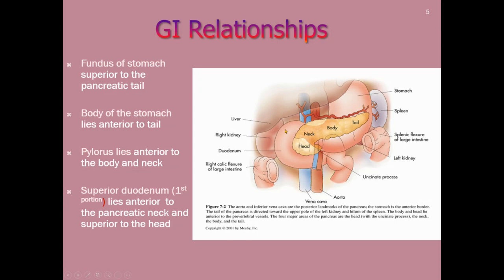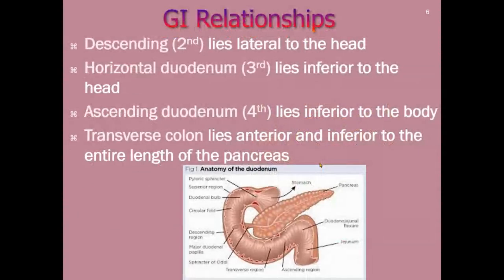The pylorus, this is where the stomach meets the duodenum. It's anterior to the neck and body, and the head sits in the C loop of the duodenum, so all this bowel. And then the superior duodenum is anterior to the neck and superior to the head. Then here is the transverse colon. So that can be a hindrance as well, depending on the body habitus. Everybody's different and what's going on in that transverse colon. So there's a lot going on around this pancreas, but you can see it if you just try.